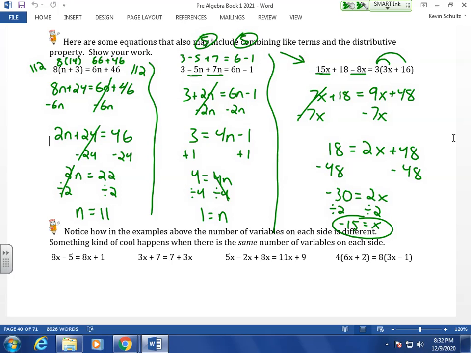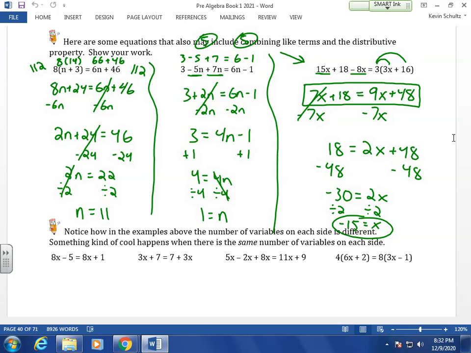For this one, checking it, honestly, I would just go to a calculator and I would type in 15 times negative 15 plus 18 minus 8 times negative 15, see what you get. And then type in 3 times, parentheses, 3 times negative 15 plus 16, and see if they match there. This one takes a little bit more to check. But you could also go to this step here and trust yourself that you simplified correctly.